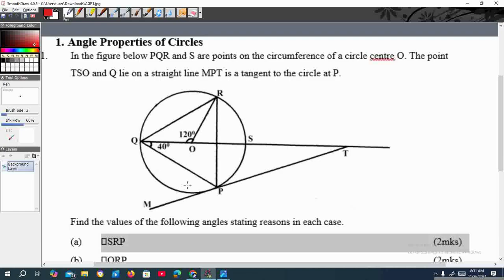So the first angle is this angle here, angle SRP. Angle SRP will be this angle here.